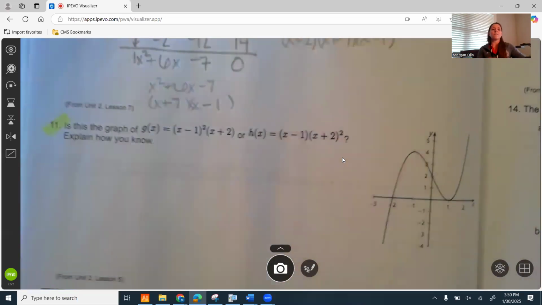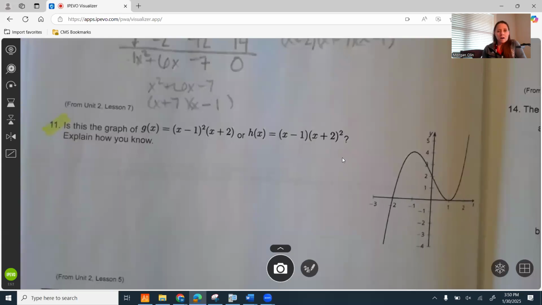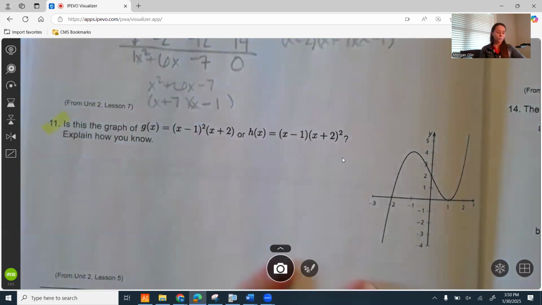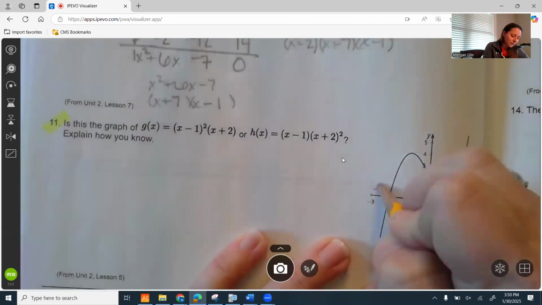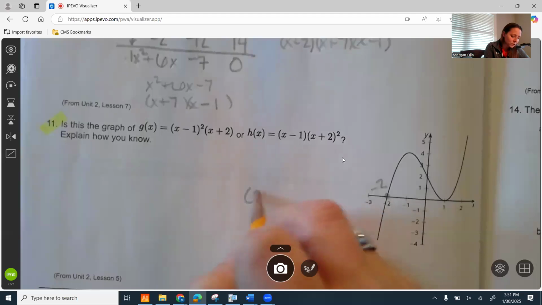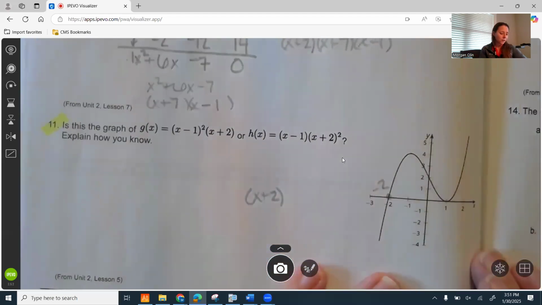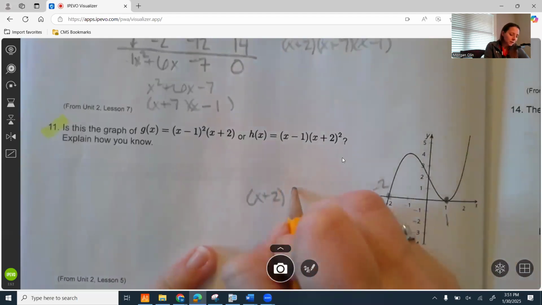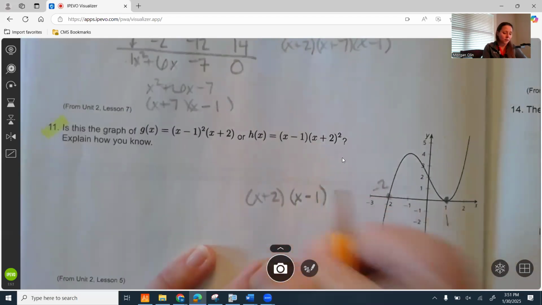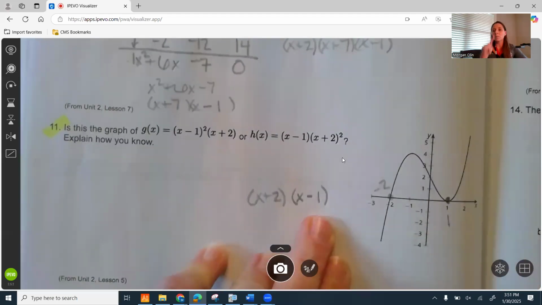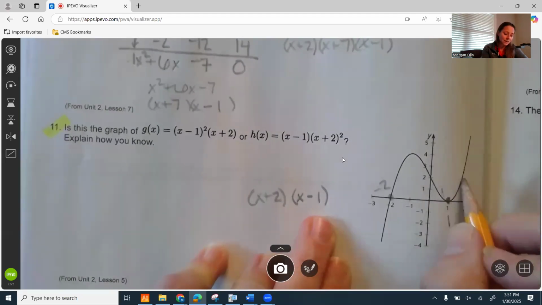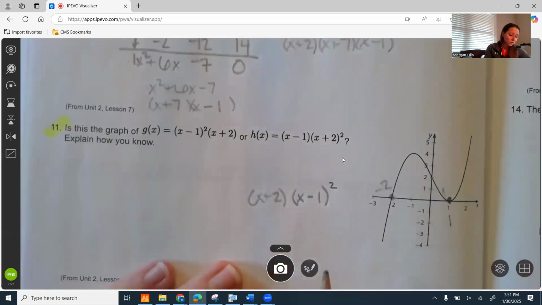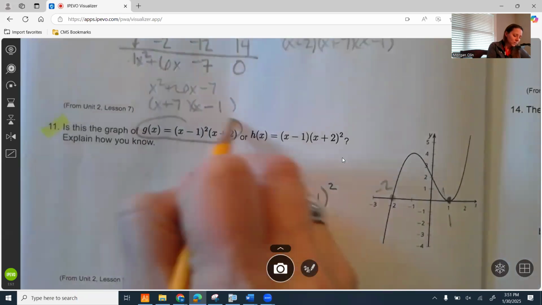All right, number 11. Is this the graph of g of x right here, or is it of h of x? Well, pay attention to the roots. Here I have a root at -2, so x plus 2 should be a factor. All right, here I have a root at 1, so opposite, x minus 1 should be it. But what's special about 1? Remember, if it bounces off the graph like it does here, that it's a double root, so we should put a square. Okay, so which one's correct? It's going to be g of x.